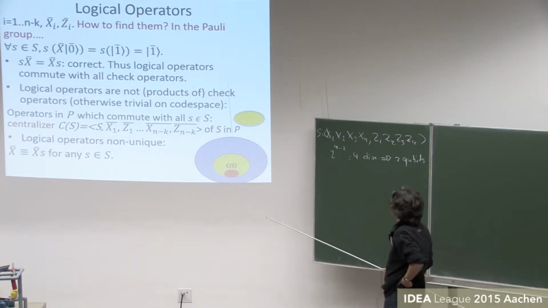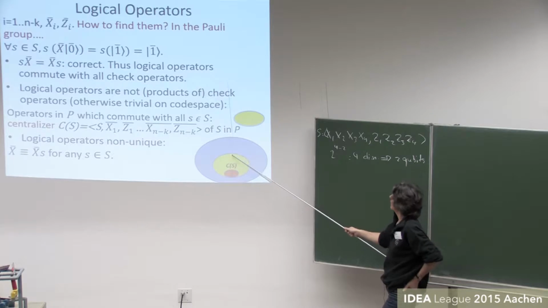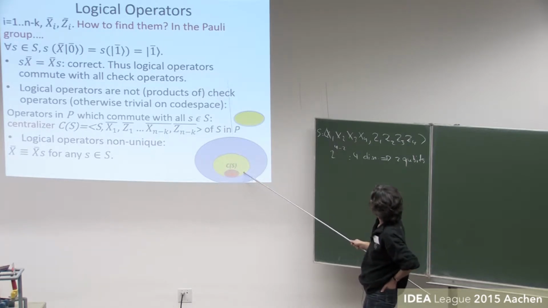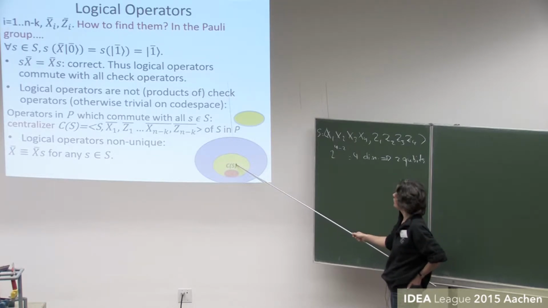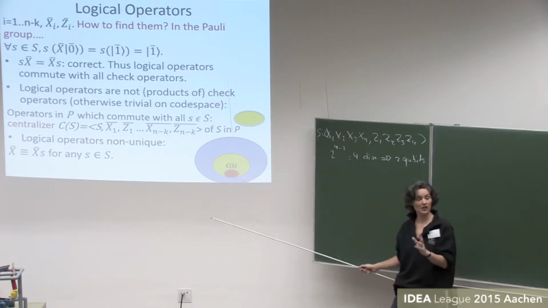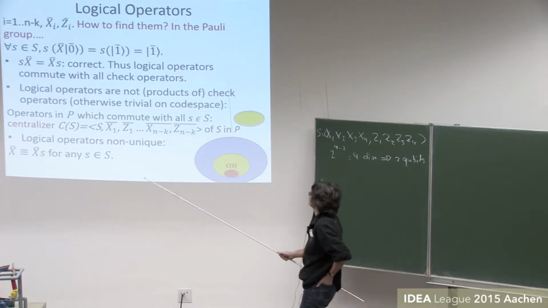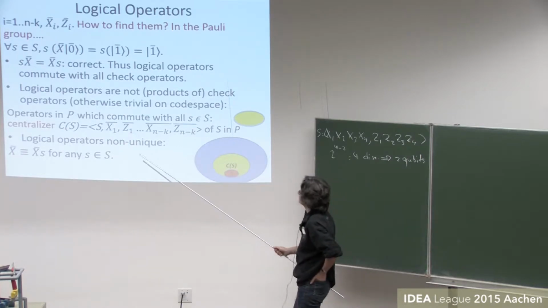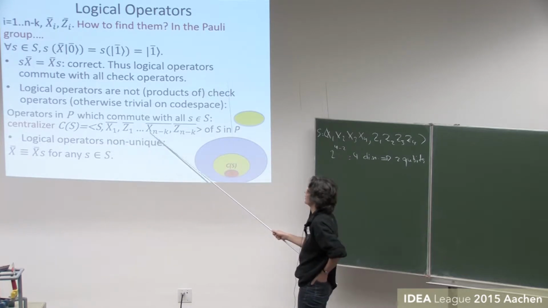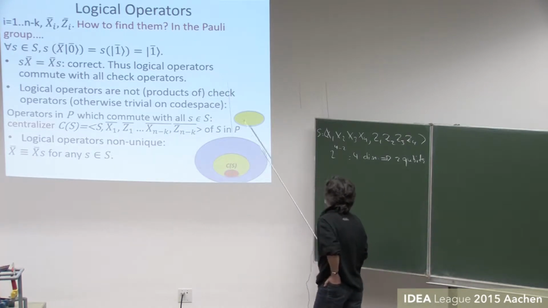So if we want to draw this, we have the set S, which is generated by the parity checks. And then there's a set C(S). And in C(S), there are operators that commute with everything in S, but they don't necessarily commute themselves. And the C of S is called the centralizer. So C of S, which is all the yellow thing, includes S and all the logical operators. Yeah? And I said also the logical operators are not unique.